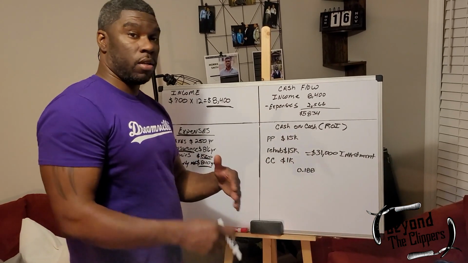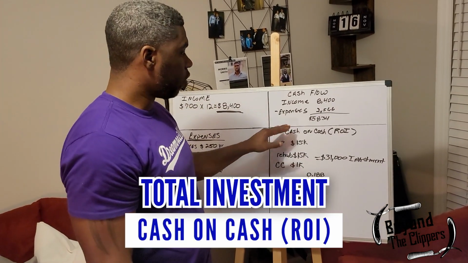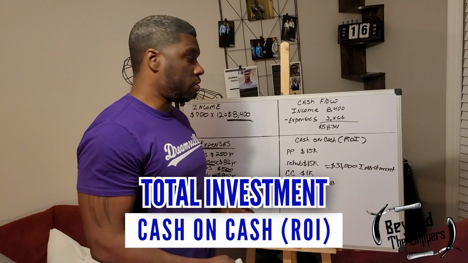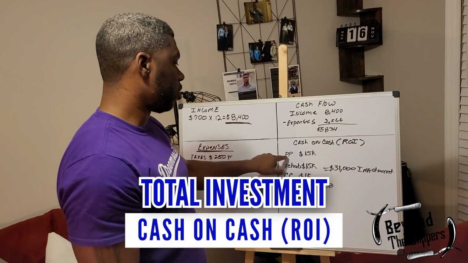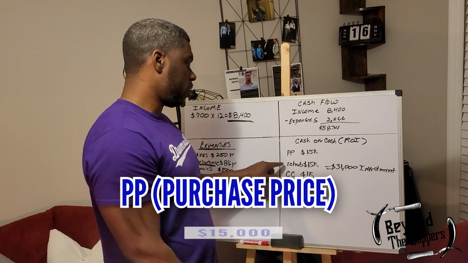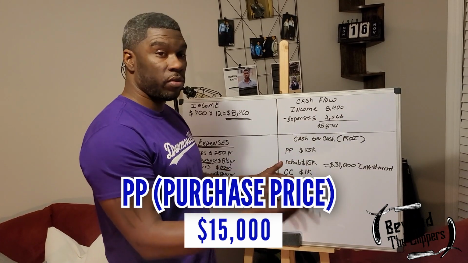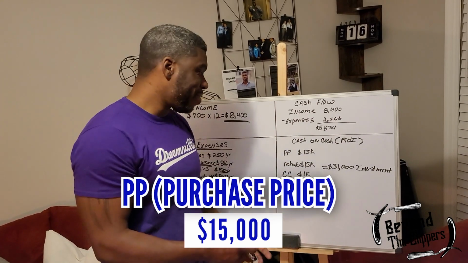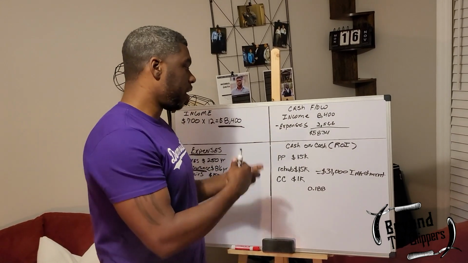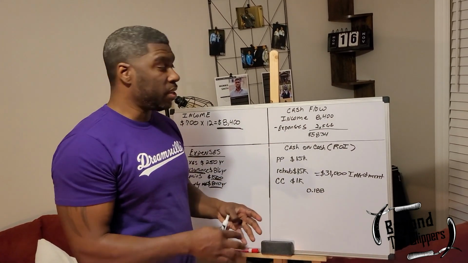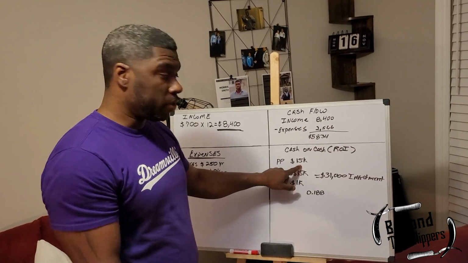All right, again, in the beginning, I mentioned your total investment, which is used for your cash on cash return, your ROI, the return on investment. So the purchase price, this is PP, just shortened. So PP means purchase price, and the purchase price of this home was $15,000. Again, like I said before, I know some of you are probably looking at the prices of these homes in your areas, but it does exist in the area that we purchase in. So the purchase price is $15,000.